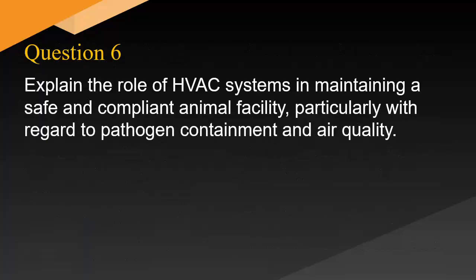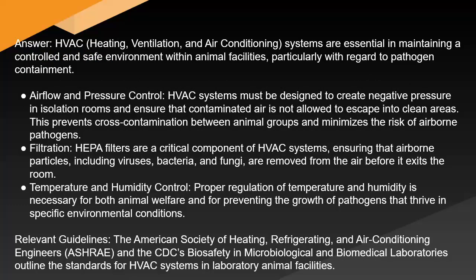Explain the role of HVAC systems in maintaining a safe and compliant animal facility, particularly with regard to pathogen containment and air quality. Answer: HVAC, heating, ventilation, and air conditioning systems are essential in maintaining a controlled and safe environment within animal facilities, particularly with regard to pathogen containment, airflow, and pressure control. HVAC systems must be designed to create negative pressure in isolation rooms and ensure that contaminated air is not allowed to escape into clean areas. This prevents cross-contamination between animal groups and minimizes the risk of airborne pathogens.